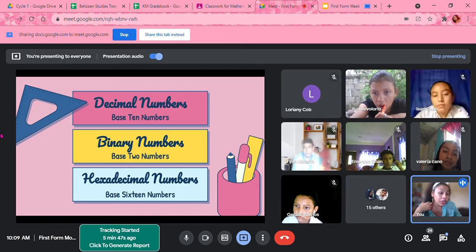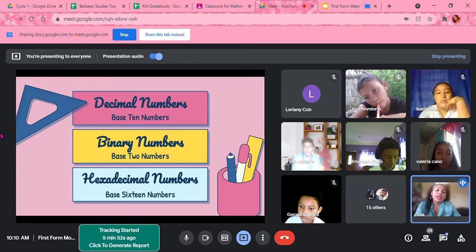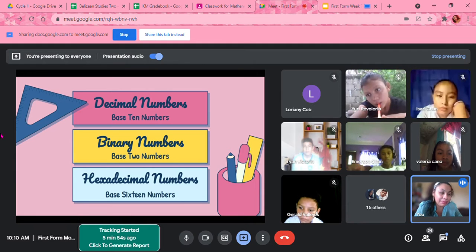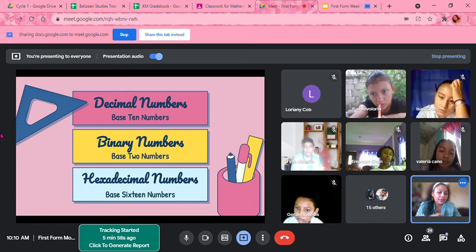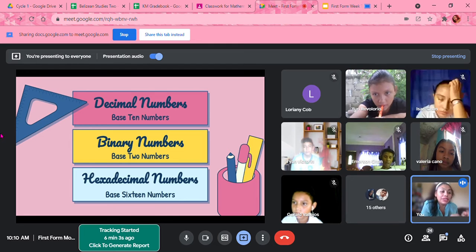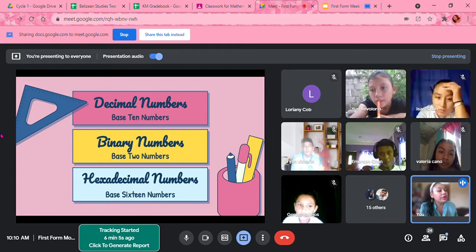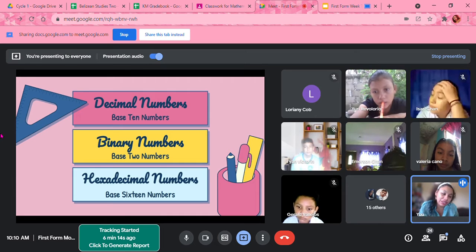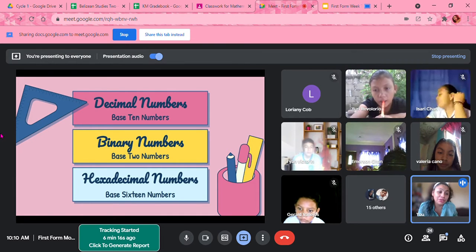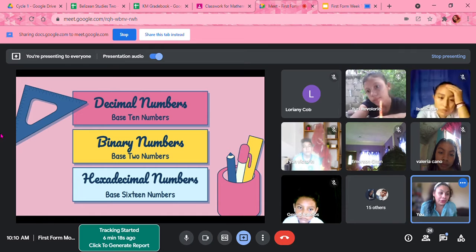We're going to talk about binary numbers, and binary numbers are base 2 numbers. So we're only going to be using 2 numbers when we go to that one. And then we're going to talk about hexadecimal numbers, and that is base 16. And base 16 uses 16 different symbols. I'm saying the word symbols because they use numbers and letters and they mix it together to make a number. Alright, and that one is the one that is going to take us a little bit more time to learn how to do. Alright?